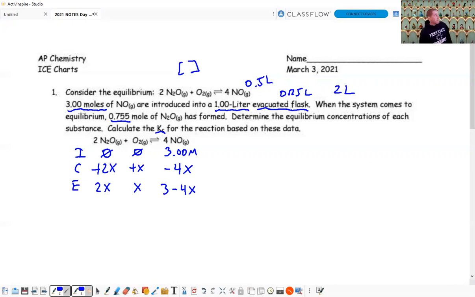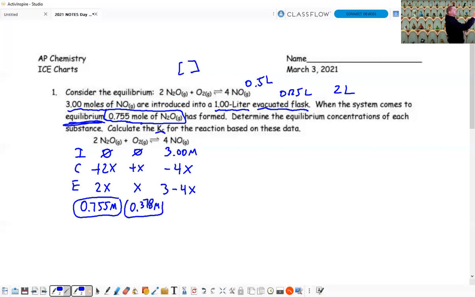Now, this would be about the easiest one we can do because we're given one of the equilibrium concentrations. The N2O, it says, there's 0.755 at equilibrium. So down here at equilibrium, that's moles, and I'm dividing by 1 liter to get molarity. What I like to do is circle or box that and know that it is the correct molarity that I'm going to use for N2O. Now that's equal to 2x. So divide that by 2 and you get 0.378 molar for x. Then multiply x times 4 and do 3 minus, and you get 1.49 molar for the NO.